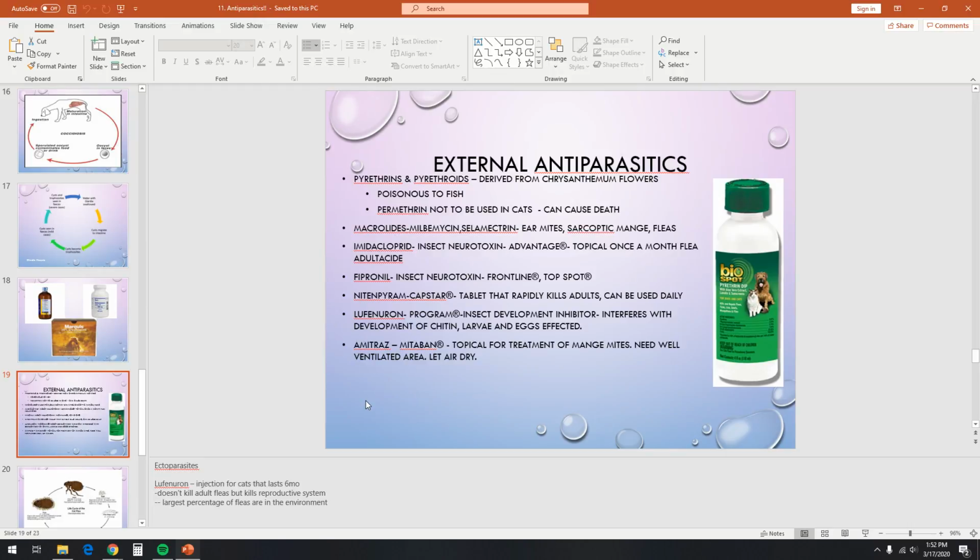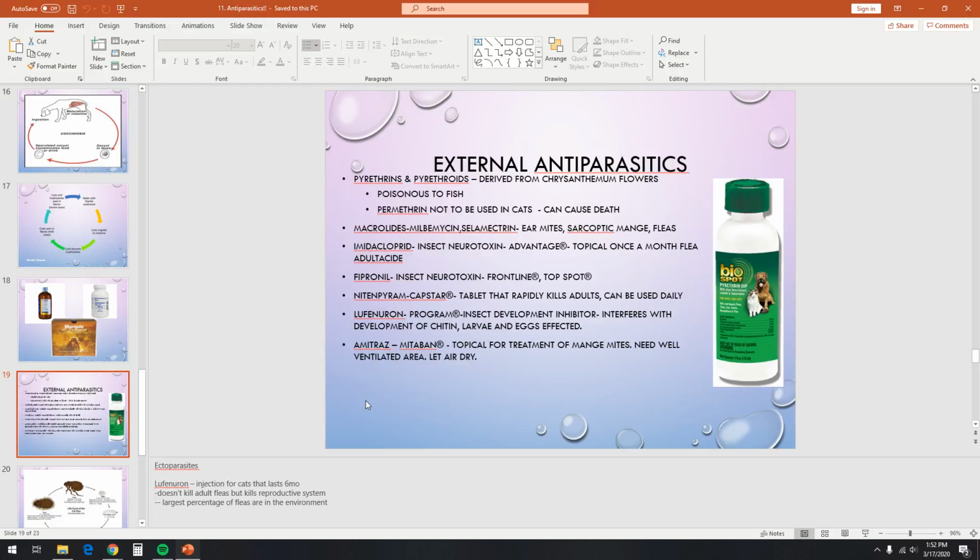Imidacloprid, there we go. It's an insect neurotoxin, also known as the active ingredient in Advantage. This is a topical once-a-month flea adulticide, so this is going to kill all adult fleas. Fipronil, insect neurotoxin. Fipronil is going to be the active ingredient in Frontline, Top Spot, those are also topicals.